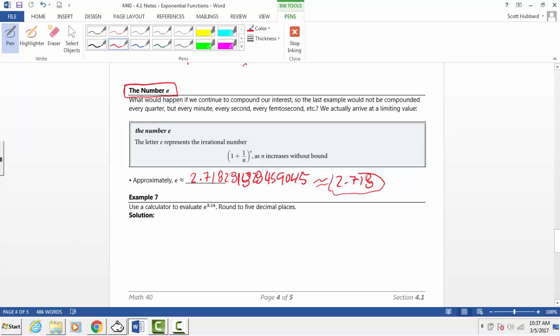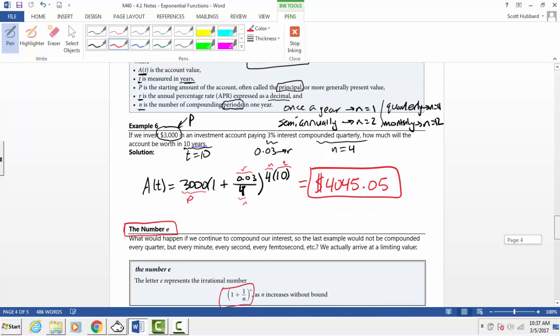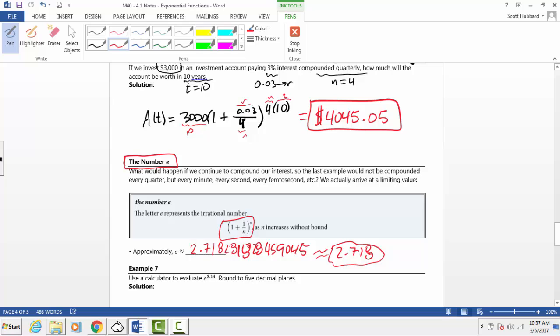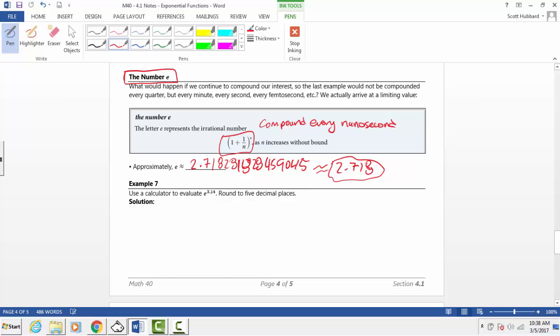This number comes from this definition, and this doesn't come out of nowhere. This actually comes from this formula right here, the compound interest formula. If we compound over and over and over again, so compound every nanosecond, then that growth converges to this number, which is 2.718, which means we have 171.8% growth. And that's the fastest you can grow.